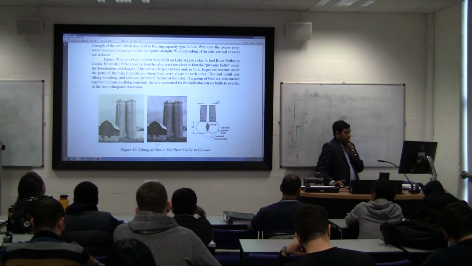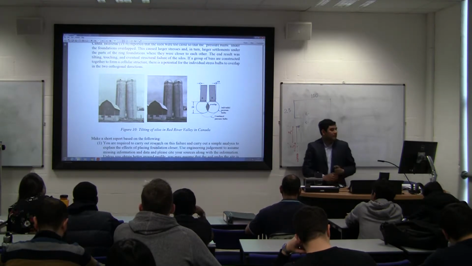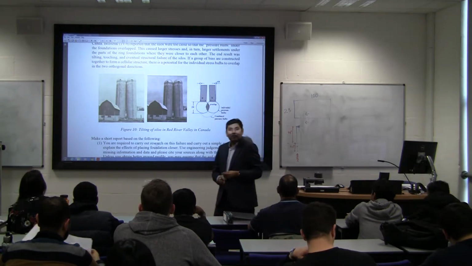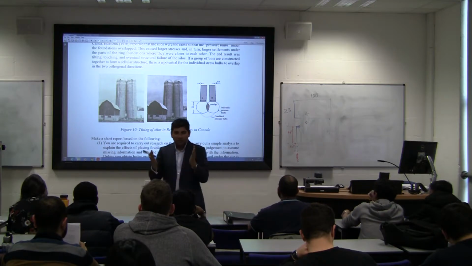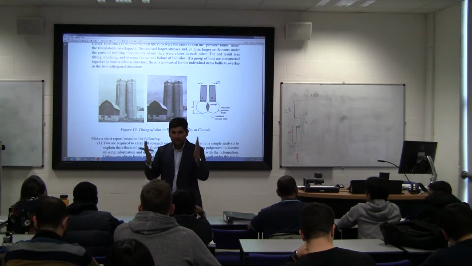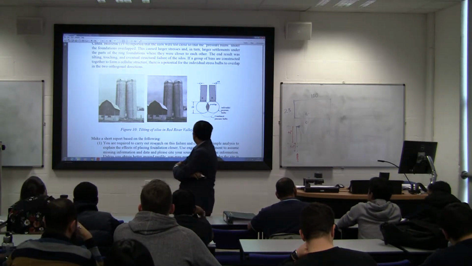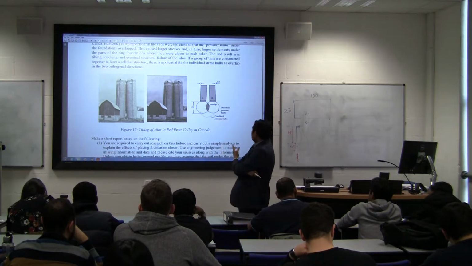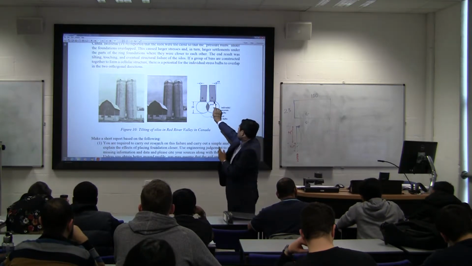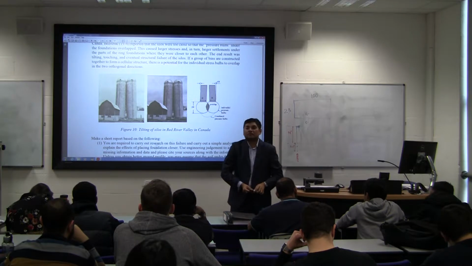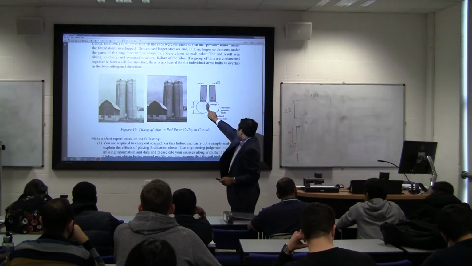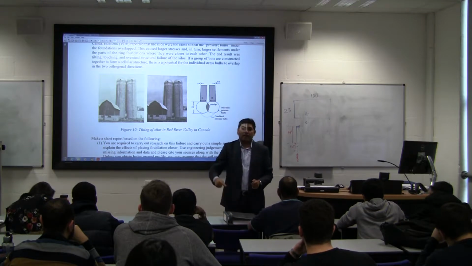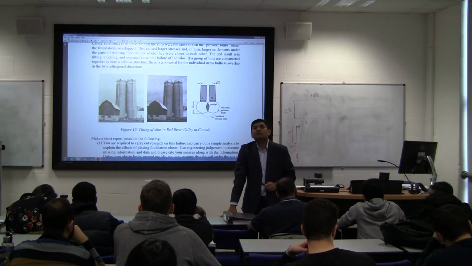Number three is about two, again a similar structure, close to one another. And why? Obviously, if you are very close together, what happens? So the same soil is supporting both these structures, right? And you can overstress that soil and you can have a problem like that.